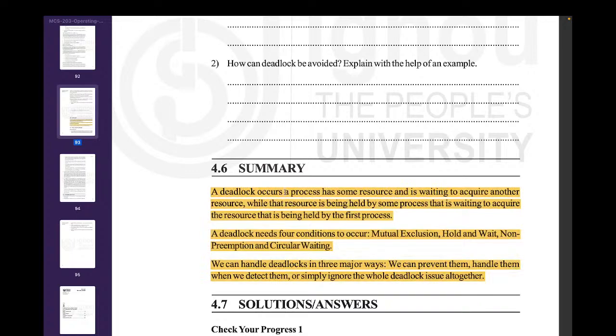A deadlock occurs when a process has some resource and is waiting to acquire another resource, while that resource is being held by some process that is waiting to acquire the resource held by the first process. A deadlock needs 4 conditions to occur: mutual exclusion, hold and wait, no preemption, and circular wait. We can handle deadlock in 3 major ways: we can prevent it, we can detect and recover from it, or we can simply ignore the whole deadlock issue altogether. Done.